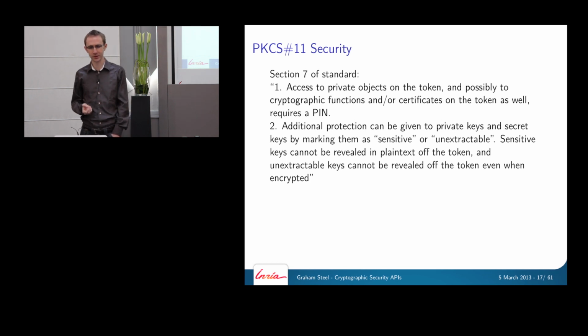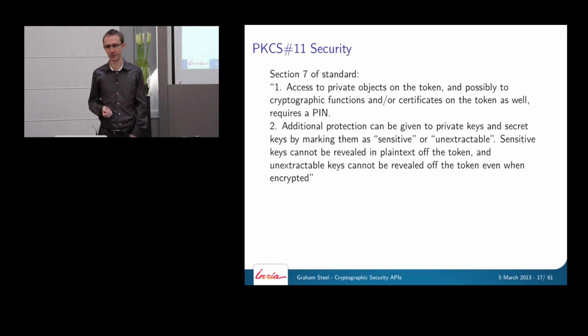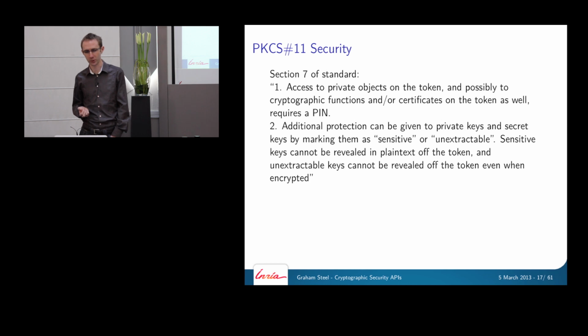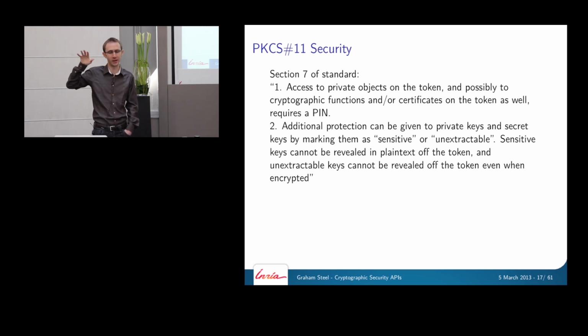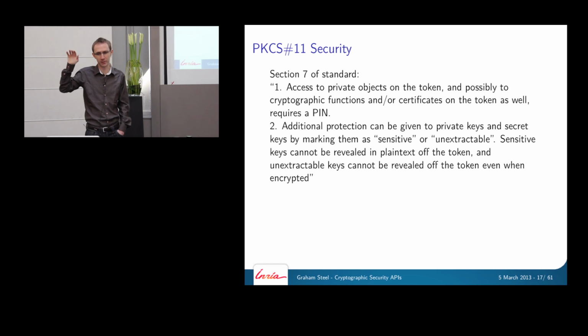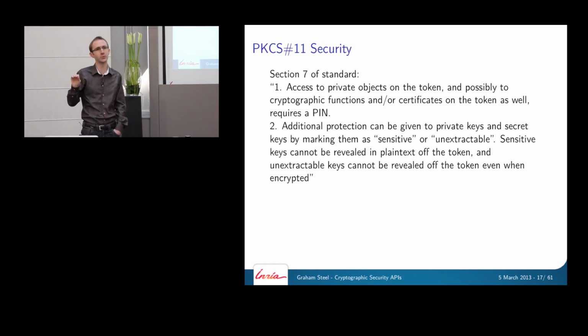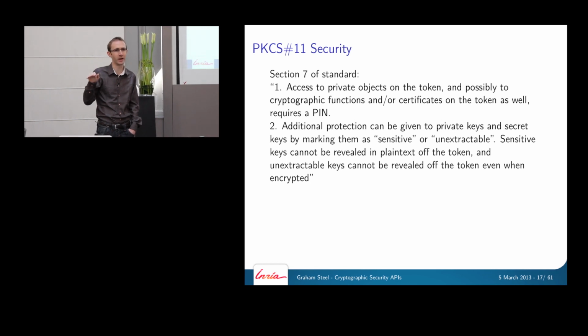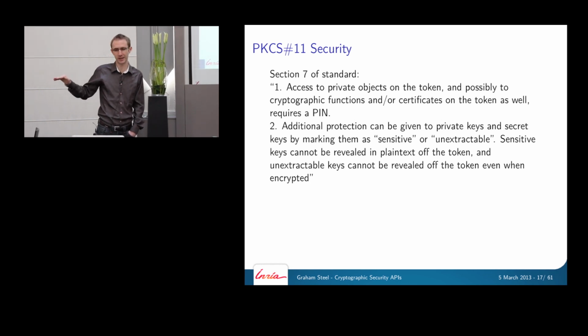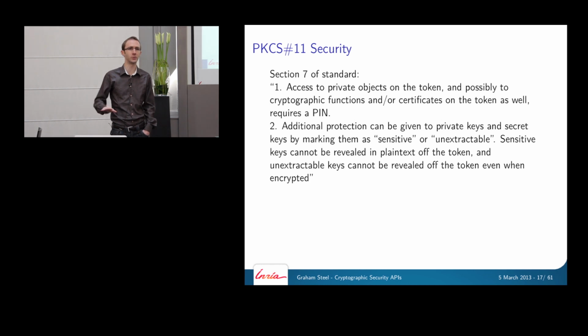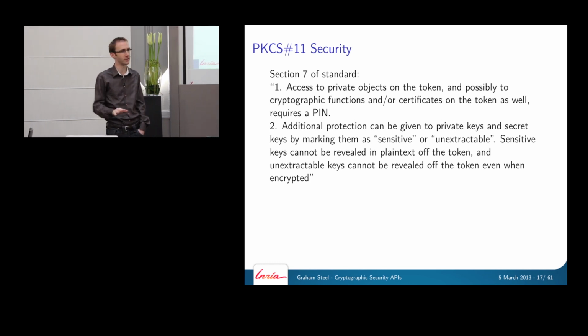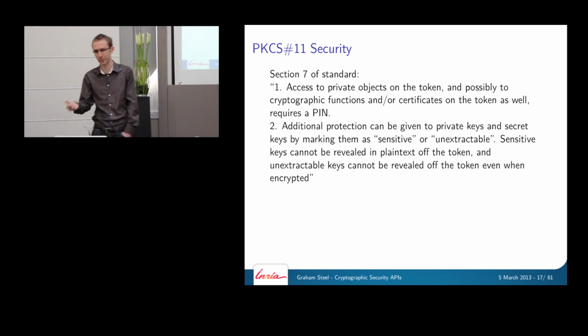So sensitive keys cannot be revealed in plain text off the token, and unextractable keys cannot be revealed off the token even when encrypted. So you can sort of see that as a hierarchy, right? These unextractable keys are my ones which rest permanently inside the device. They never come out even when they're encrypted. Then I have my sensitive keys, which are nonetheless extractable. So they're ones which I can't see the plain text outside, but I can encrypt them and share them with somebody else. And then I have my non-sensitive keys, which are ones anybody can see, okay? So they're not being protected except by the PIN.